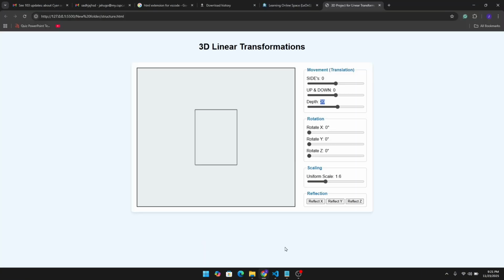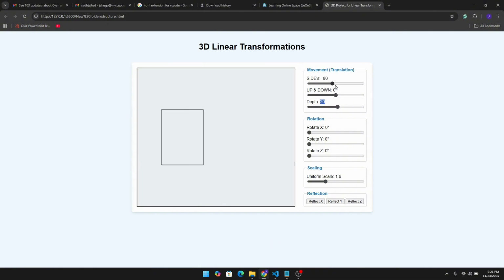This is our program. On the left, you can see the cube drawn on the canvas. On the right side, we added sliders and buttons to control the transformations. When I move these sliders, the cube updates immediately because the script applies transformation matrices every frame. The cube is represented as 8 points in 3D space, and edges connect these points to form a wireframe.